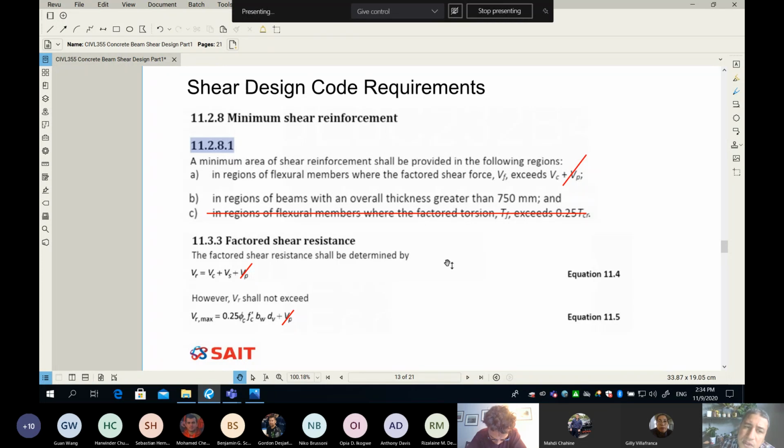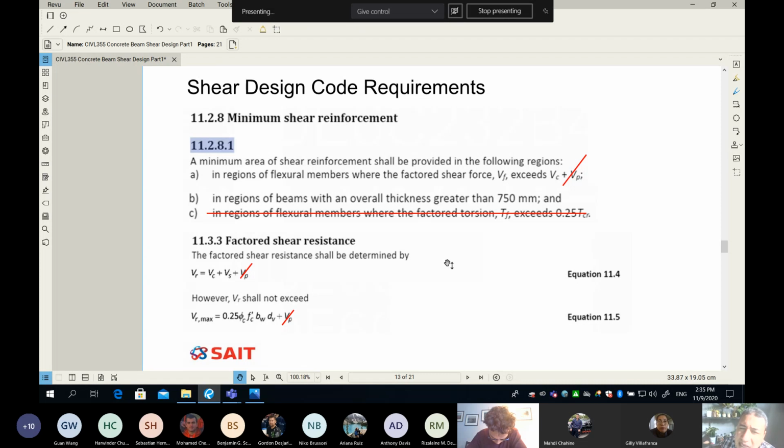Let's read, please. 11.2.8.1 reads as follows: a minimum area of shear reinforcement, which is stirrup, shall be provided in the following regions. In regions of flexural members where factored shear Vf exceeds Vc. And guys, as I said before, anytime you see Vp, ignore it, because it's prestressing and we're not using any prestressing.